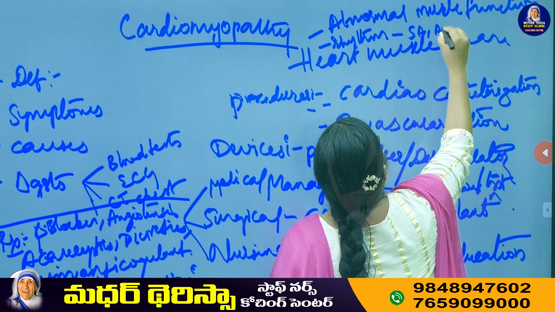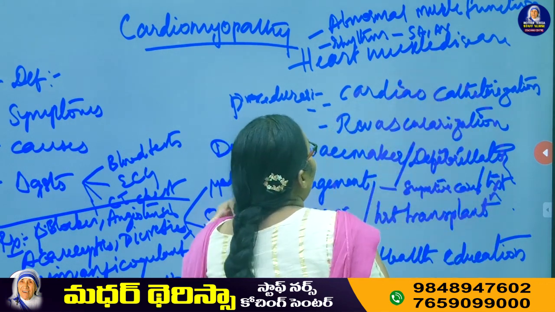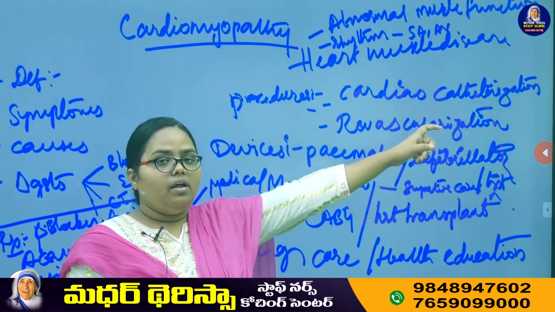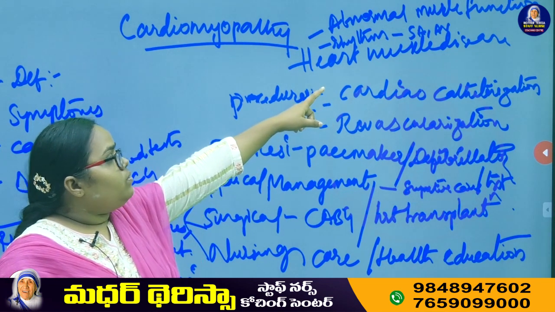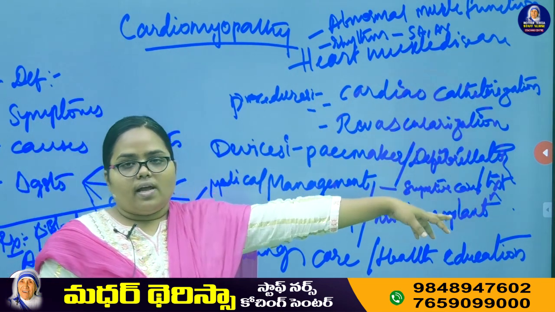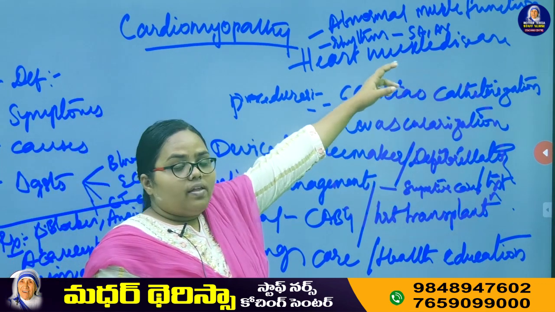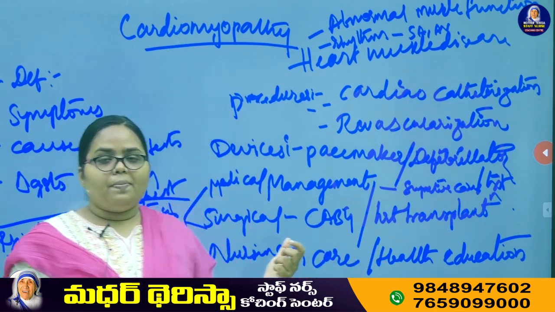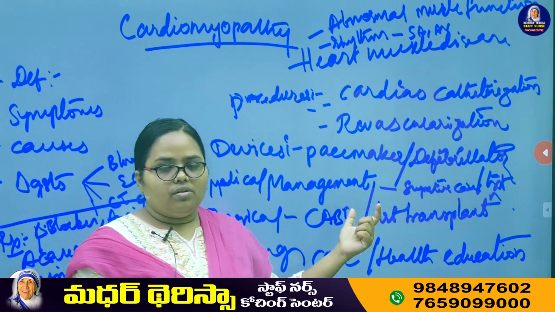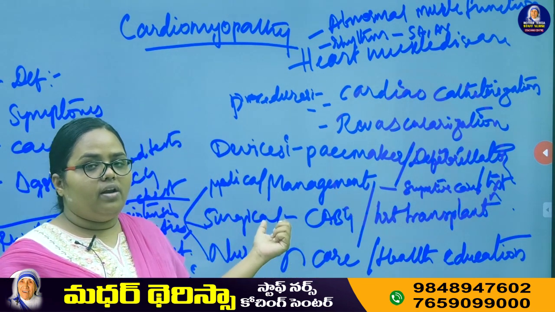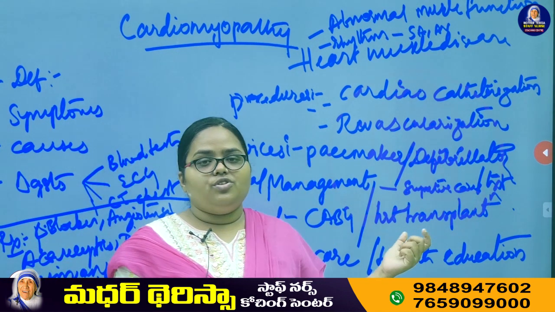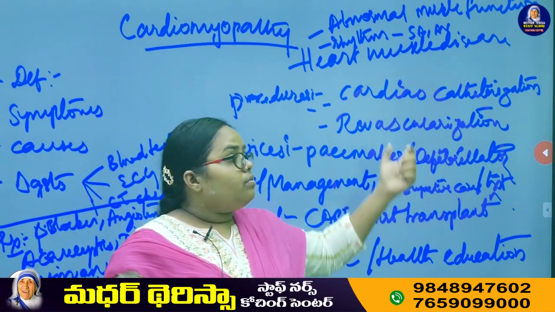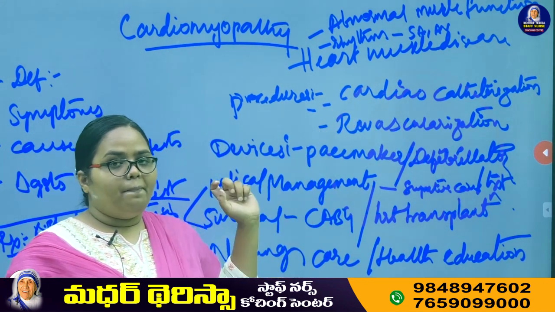Sinoatrial node, atrioventricular node. These two nodes are under the control of electrical impulses. Electrical impulses take control over the sinoatrial node and also the atrioventricular node. When there is irregular functioning of the sinoatrial node, artificial placement is done by the pacemaker. To function the sinoatrial node, the artificial placement is done, that is also called a pacemaker.